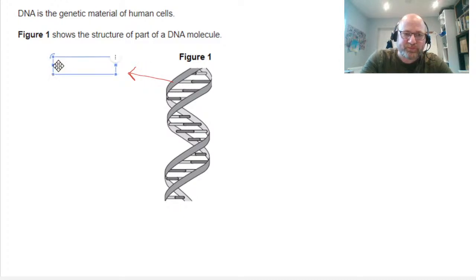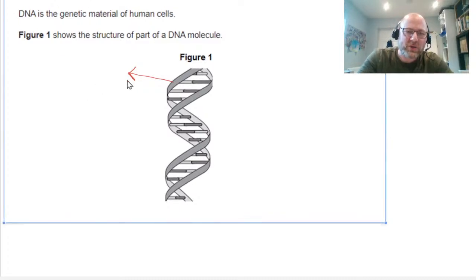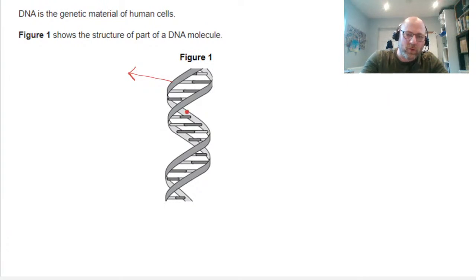This here has a double helix shape. This is a polymer. It's actually made of two strands of polymer. There's two strands wound round each other in a double helix. That's the shape. What do we call a short section of DNA? What do you call a short section of DNA?